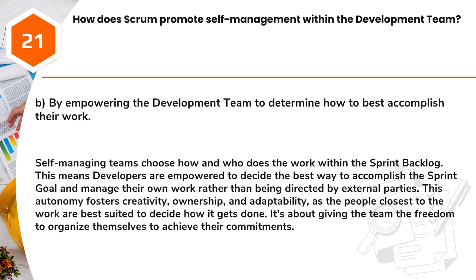Answer: B. By empowering the development team to determine how to best accomplish their work. Self-managing teams choose how and who does the work within the sprint backlog. This means developers are empowered to decide the best way to accomplish the sprint goal and manage their own work rather than being directed by external parties. This autonomy fosters creativity, ownership, and adaptability, as the people closest to the work are best suited to decide how it gets done. It's about giving the team the freedom to organize themselves to achieve their commitments.